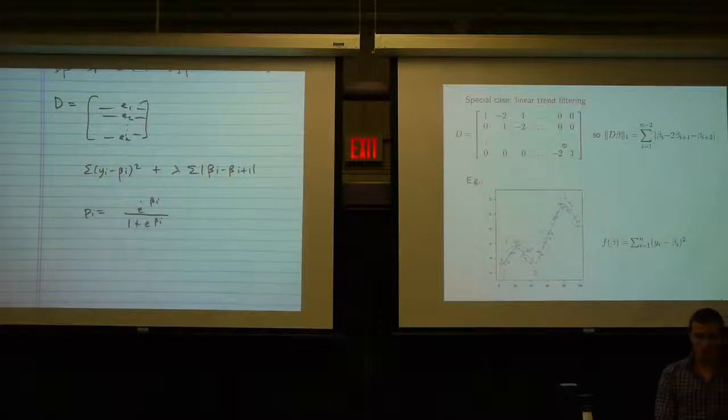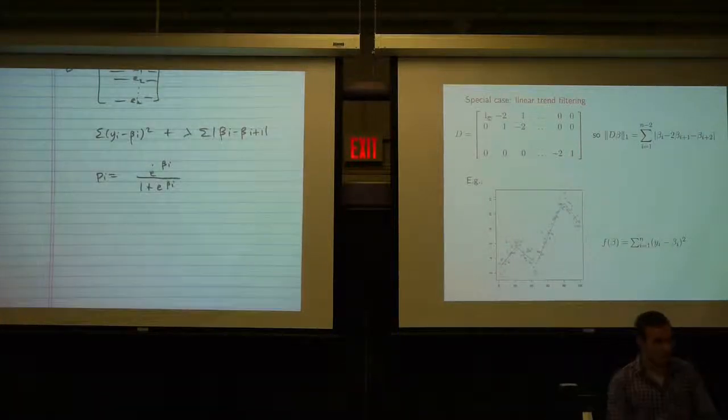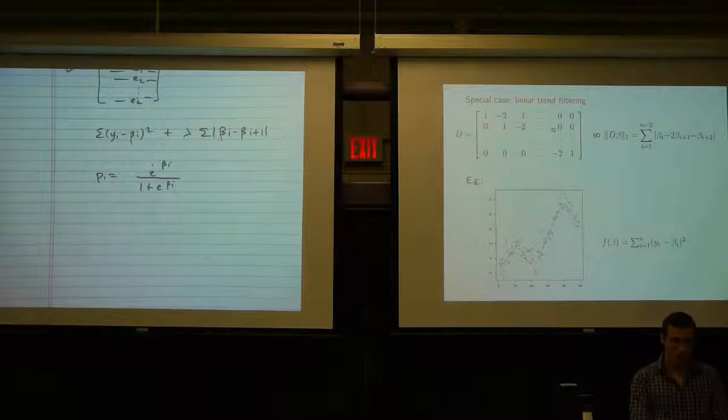So this was the problem you saw the first class, linear trend filtering. It's like the fused lasso, but we actually want to enforce not piecewise constancy, but piecewise linearity in the signal, or in the betas. So I do that by putting on the rows of D, instead of just having a -1 and a 1, this 1, -2, 1. So that the penalty, the L1 norm of D beta, looks like the sum over all i of the absolute value of beta i minus 2 beta i plus 1 plus beta i plus 2.